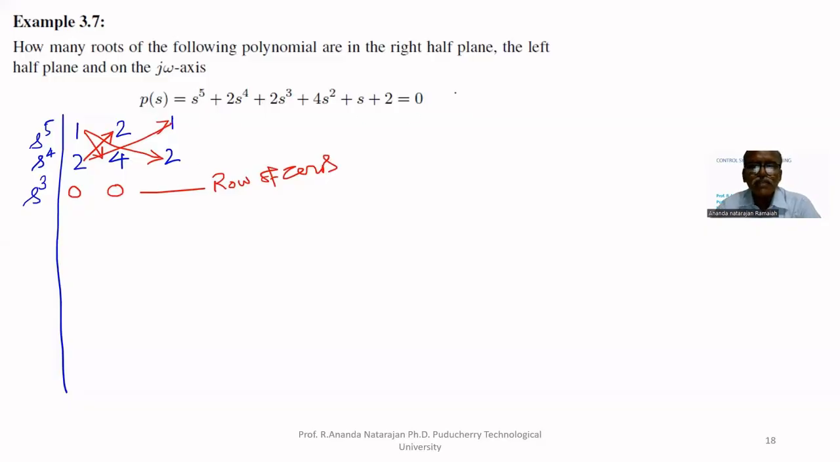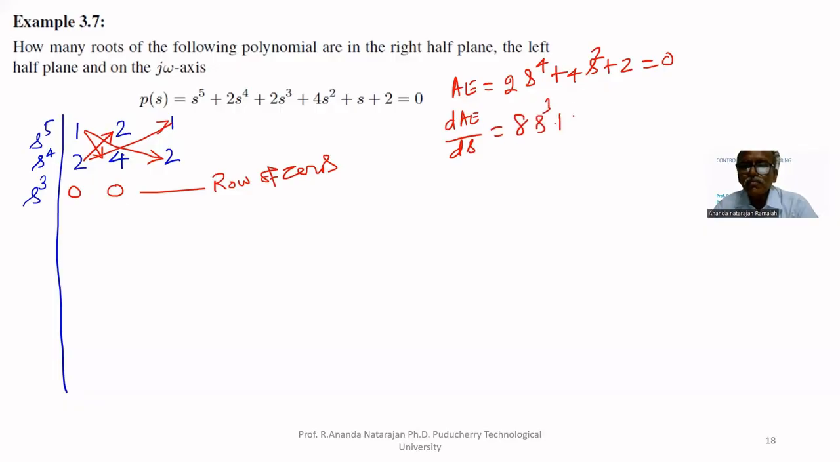Therefore, we have to form the auxiliary equation. The auxiliary equation is 2s power 4 plus 4s square plus 2 equal to 0. Therefore, dAE by ds equals 8s cube plus 8s plus 0. Or we can write s cube plus s equal to 0. That is, the coefficients of s cube are 1, 1.